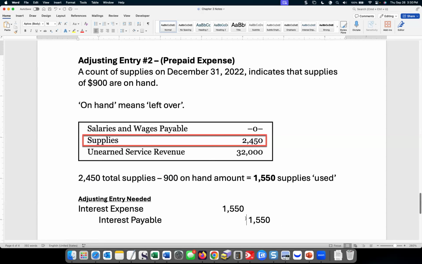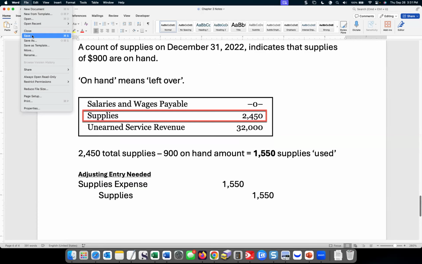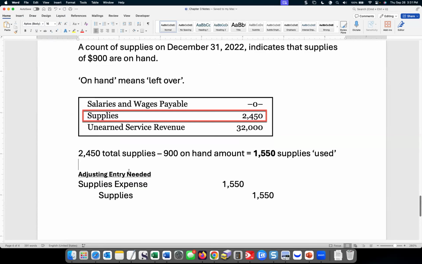All right, there it is. Now obviously we're changing our account titles. This is going to be supplies expense, and the credit is just going to be supplies. Okay, and there's your adjusting entry. One of the things that you notice with this chapter: chapter 2 kind of just gave you the number, and you just had to figure out what accounts to debit and credit. Here, for some of them, you're going to have to figure out what that amount should be.